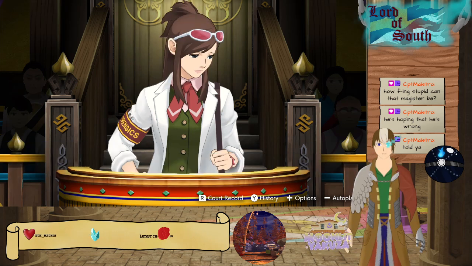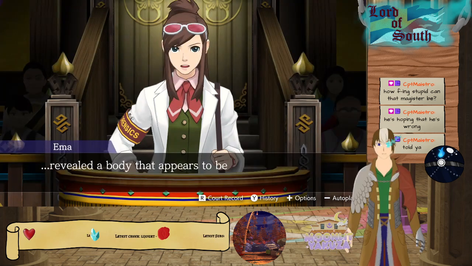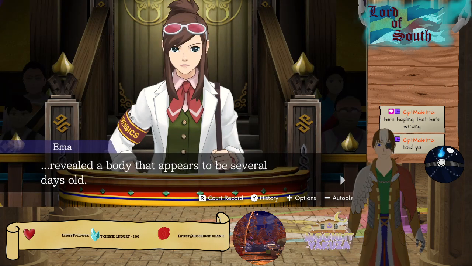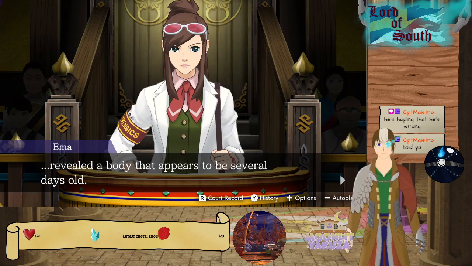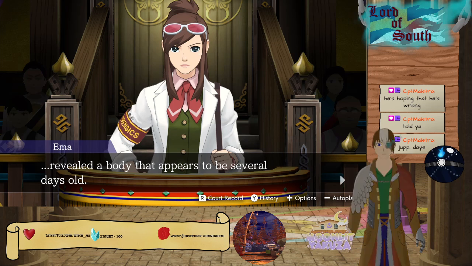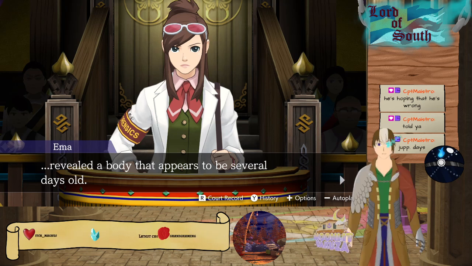A search of the sarcophagus revealed a body that appears to be several days old. Several days? Wait. Days? Hold on. Wait, so when we were in the cave with him back in America, he was dead. Wait, how the fuck did he die then? What? Okay, I am so confused.